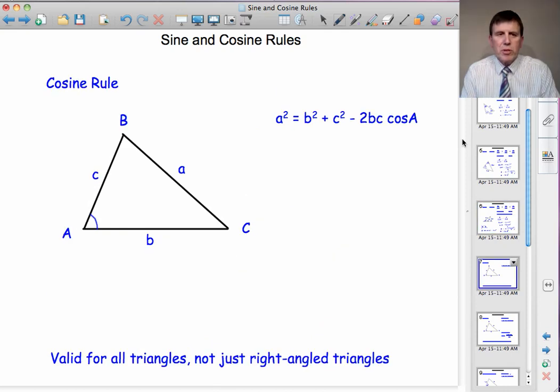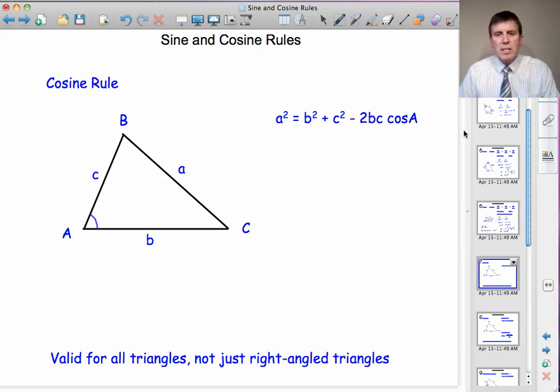I'll now move on to introduce cosine rule, and then we'll look at 4 examples, 2 to find a side and 2 to find an angle. Using the same triangle I started with originally, ABC with the opposite sides marked little a, little b and little c, cosine rule is a squared equals b squared plus c squared minus 2bc cos A.